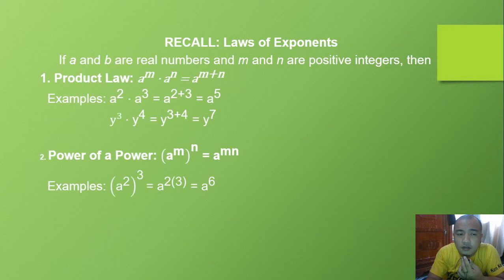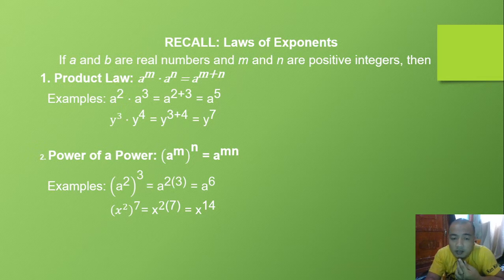Number 2 na tayo. So x squared raised to the 7th power means we multiply the exponents 2 and 7, so the answer is x to the 14th power. 4 cubed squared means 4 to the 6th power, or 4096, right?